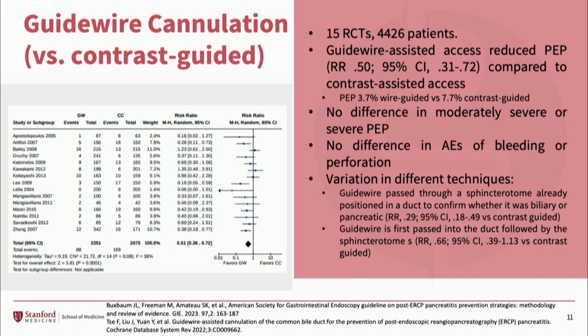They do note that there is some variation in techniques for guidewire cannulation. The first is very superficial engagement with a sphincterotome, followed by wire passage, and then advancing your sphincterotome or cannula over the wire. The latter is sinking your sphincterotome or cannula into the duct of choice and then placing the wire to confirm which duct you're in. And the latter of these is associated with perhaps a little more relative risk reduction, 0.3 versus 0.66.